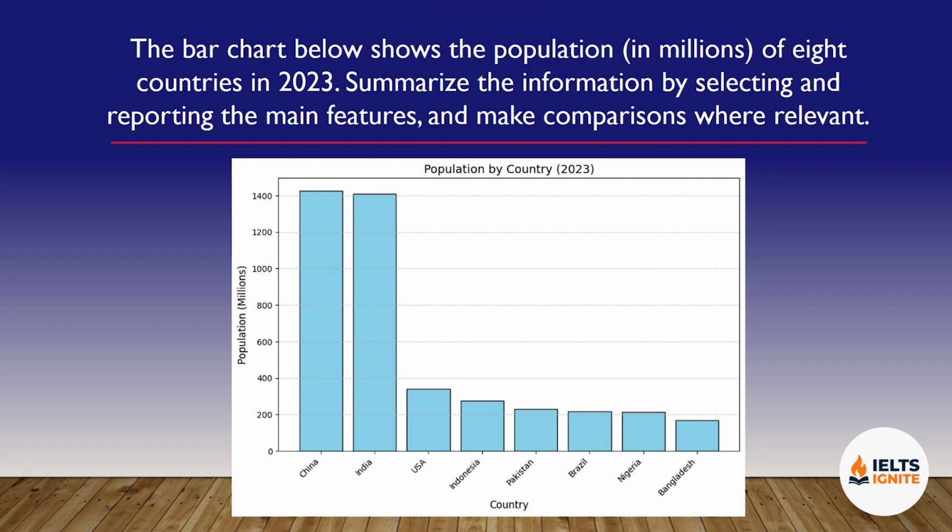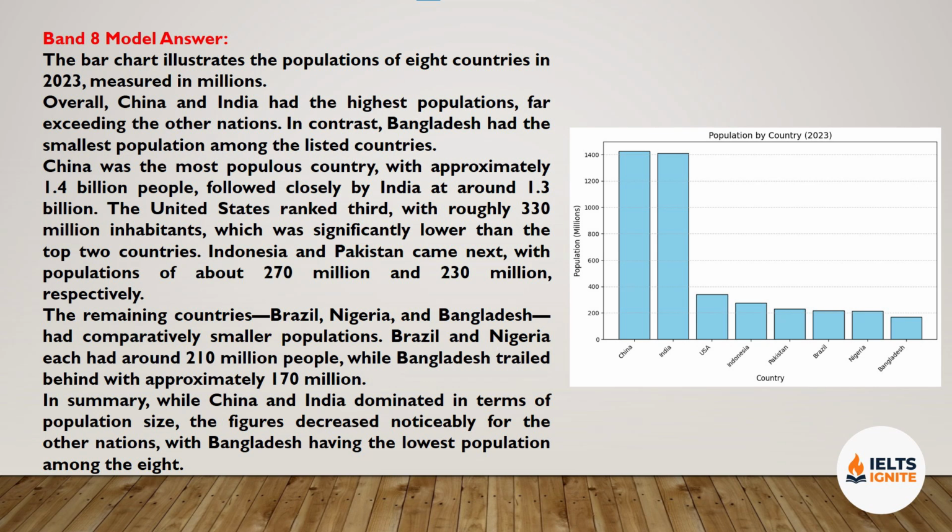Question: The bar chart below shows the population, in millions, of 8 countries in 2023. Summarize the information by selecting and reporting the main features, and make comparisons where relevant. Band 8 model answer. The bar chart illustrates the populations of 8 countries in 2023, measured in millions. Overall, China and India had the highest populations, far exceeding the other nations.